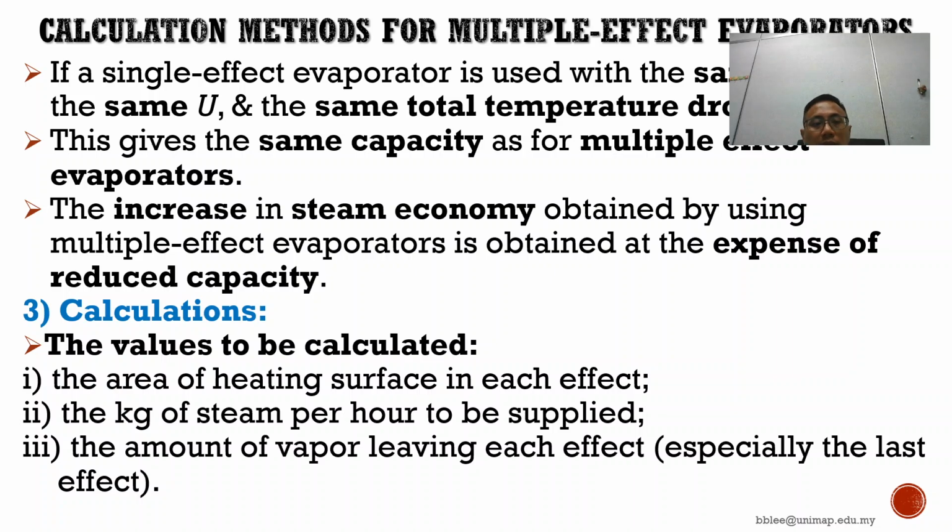Now, the values to be calculated. Usually we want to know the area of the heating surface in each effect, so we know the size of each of the evaporators, and the kg of steam per hour to be supplied. So we can set our utilities, the amount of steam needed to supply to our evaporator, and the amount of vapor leaving each effect. In the last effect we are collecting the product, so we need to know how much vapor comes out from the last effect, and also the amount of product coming out from the last effect.